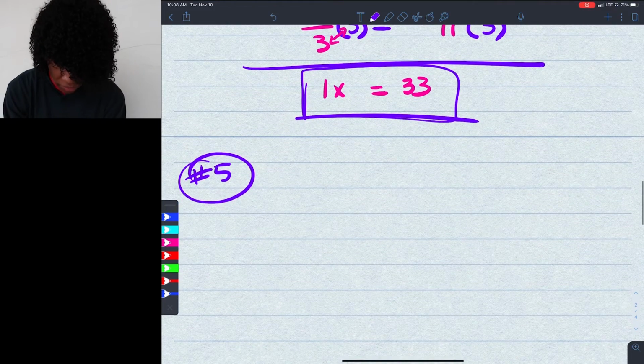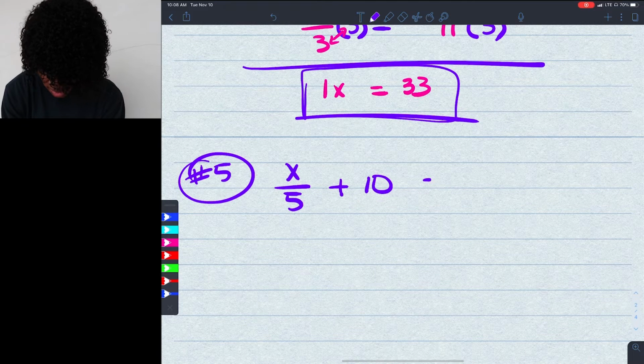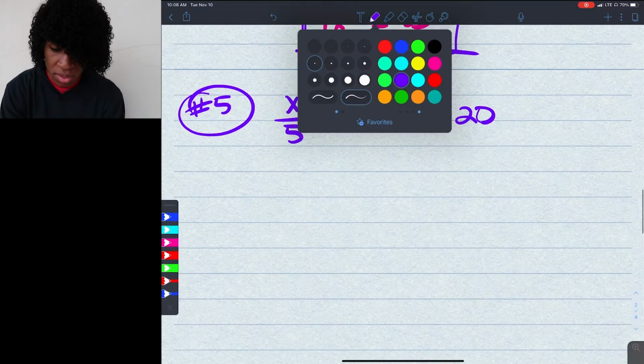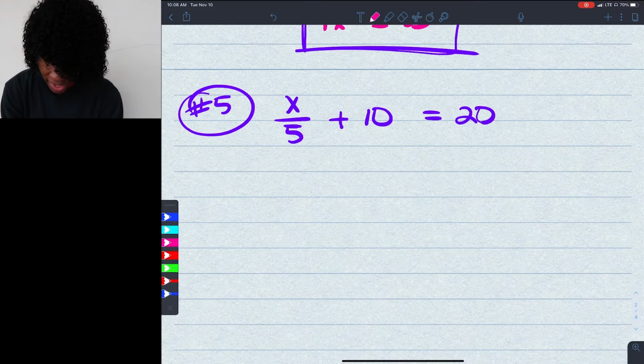Actually, let's work one more of those, okay? X divided by 5 plus 10 equals 20, okay? Pause it here in case you want to work it on your own. All right, hopefully you've already done that.